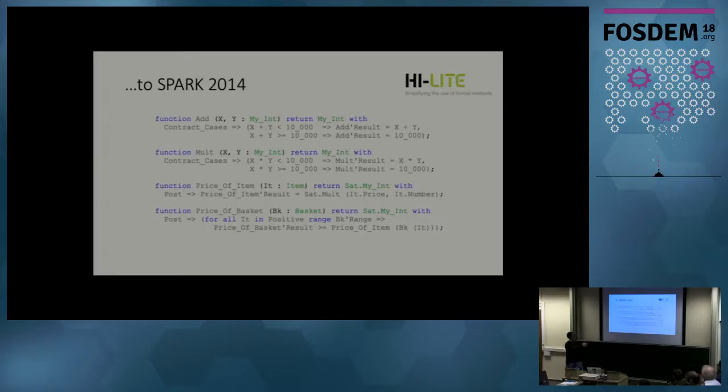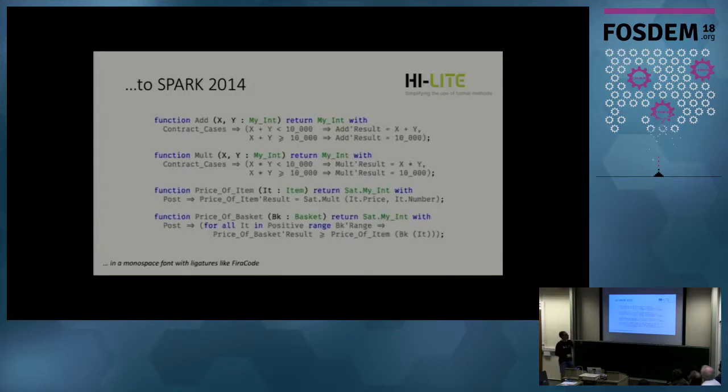So for example here, add is a saturating addition. If the result is less than the given threshold, the result will really be the addition. Otherwise, if the expected result would be greater than the threshold, then it saturates. So these contract cases have this semantics that they divide the input, and this can be checked either statically or dynamically. I'm just showing it here with a nicer display of symbols, using ligatures in your monospace fonts. Some of my colleagues hate it, but I take this occasion to advocate. I find it cool, and it's really nice to display properties, which makes them easier to understand.